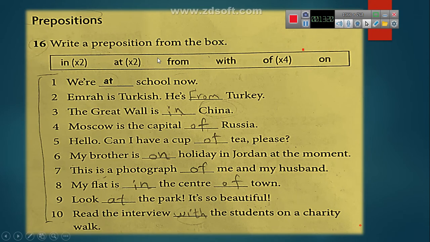Here, the preposition. Write a preposition from the box: at, from, with, of, on. At first, we are at school now. Here, as we say, "at" is a preposition of place; it can be used as a preposition of place or preposition of time, and it is also used with proper names such as buildings or organizations. So here it is a preposition of place.